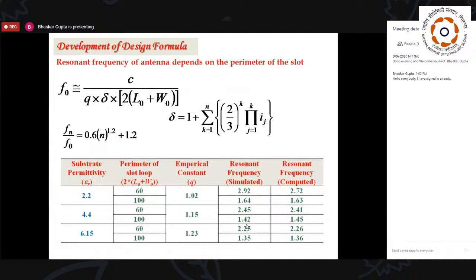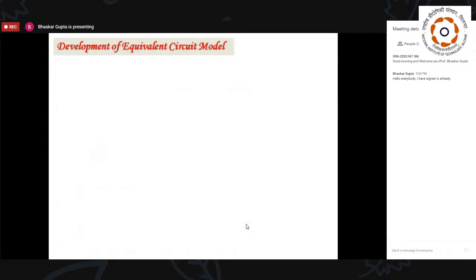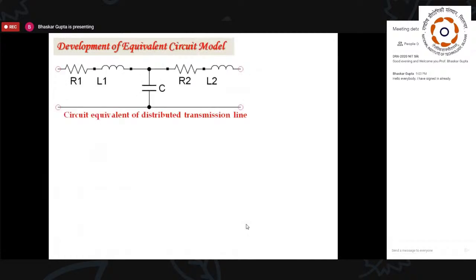Resonant frequency, you see, is computed by us from our theoretical calculation, and then fitted to this formula which we developed. So you see, these are the results which validate our design formula quite well. But we did not stop there. We tried to find out an equivalent circuit model for its proper analysis.